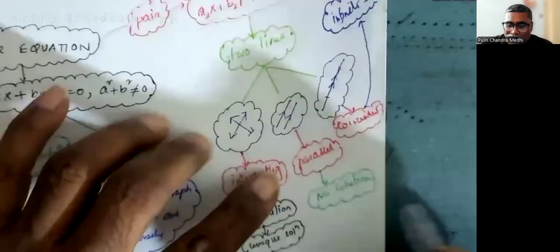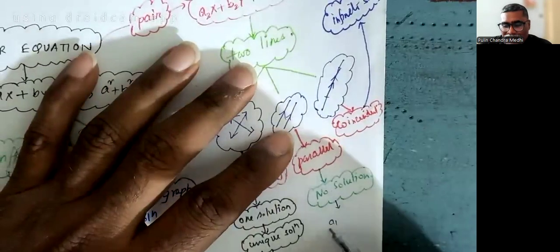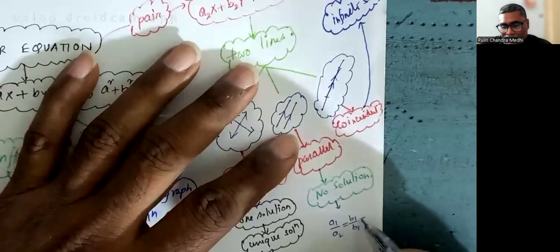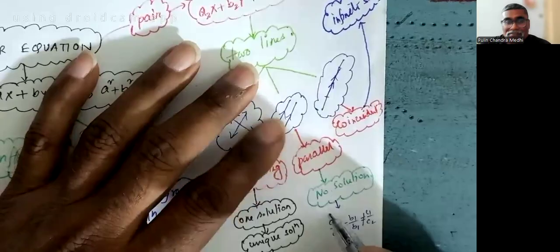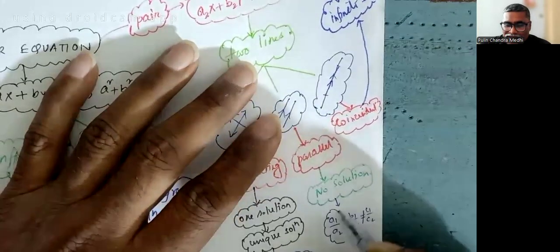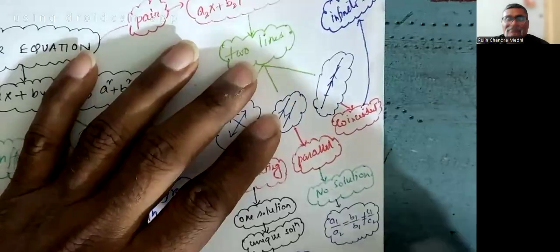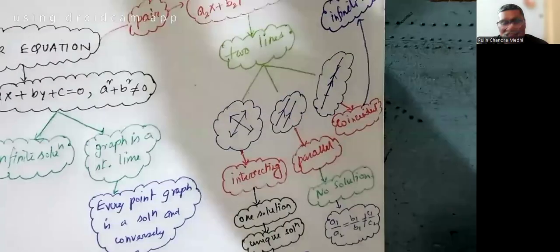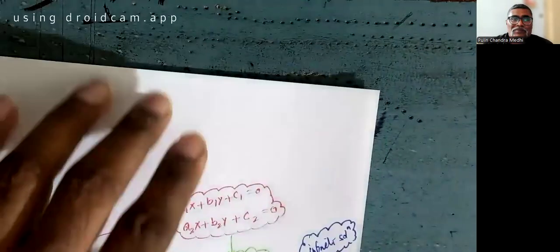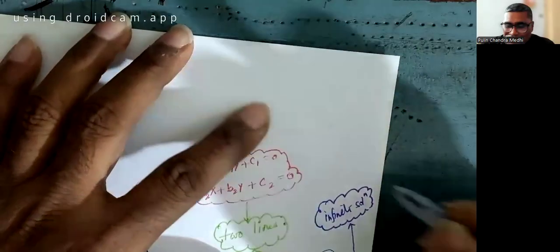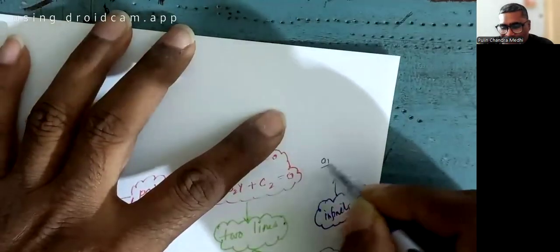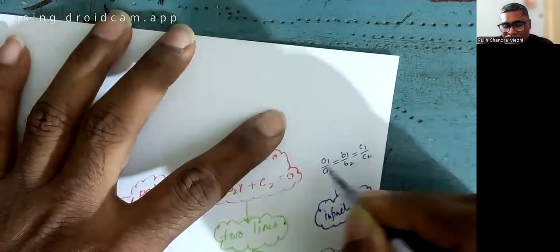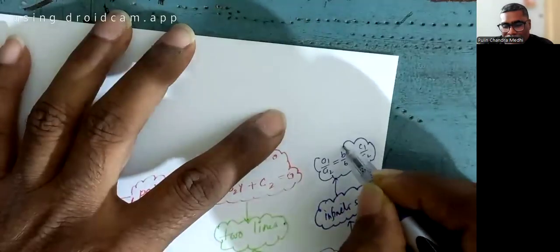Good. Next, no solution. No solution is A1 by A2 equal to B1 by B2, but it is not equal to C1 by C2. So this is the second condition, for parallel lines. Very nice. Now, the last one. What should I get for infinite? For infinite, it is the easiest one. A1 by A2, B1 by B2, and C1 by C2, they all will be equal.